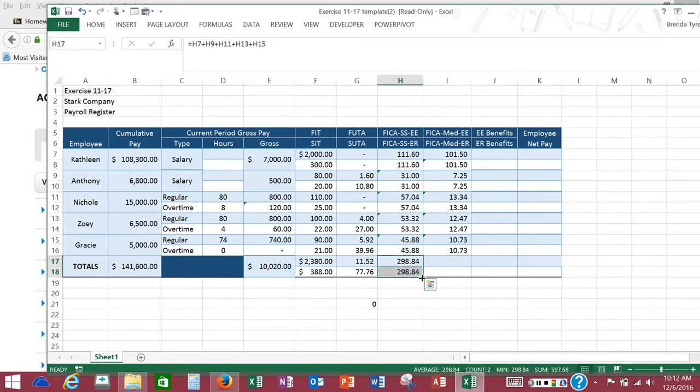Again, we can just put those together and copy them over. Not sure what we've got going on down here, so I'm just going to get rid of that. Okay, now we come to the employee and employer benefits.